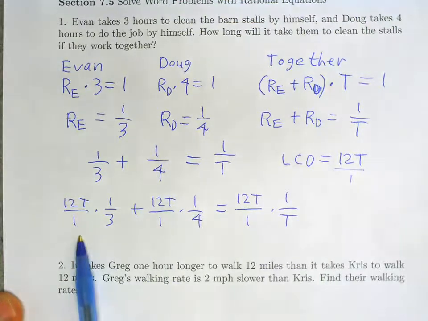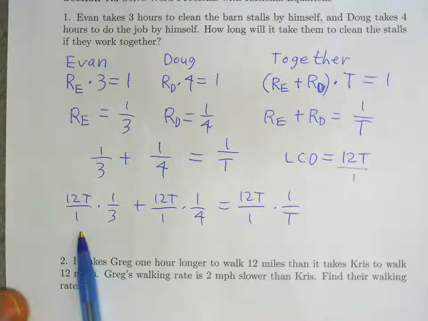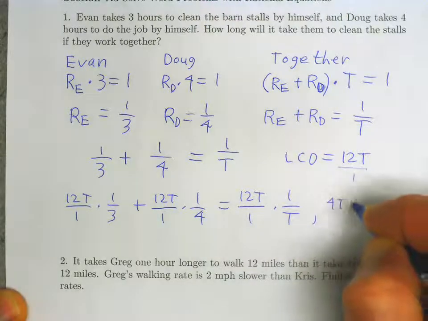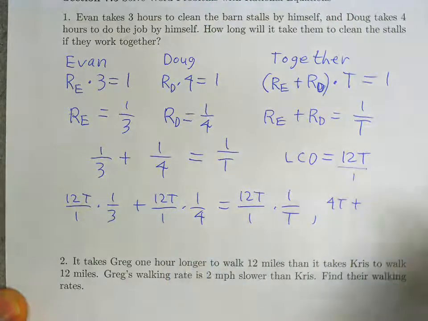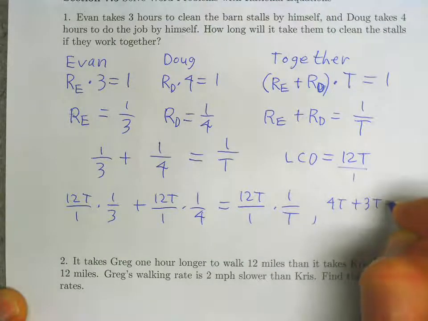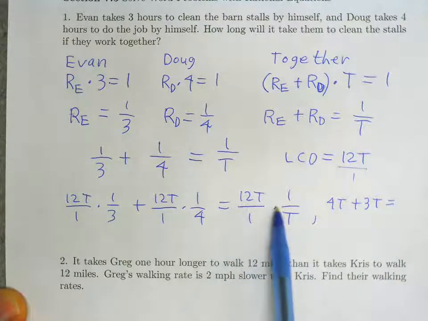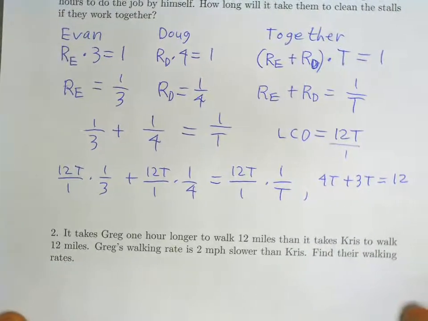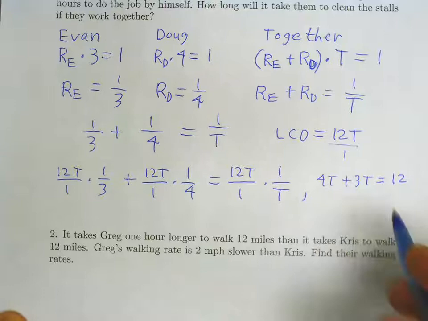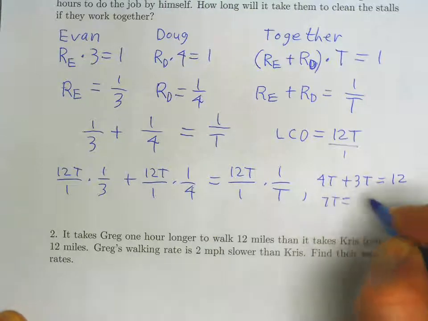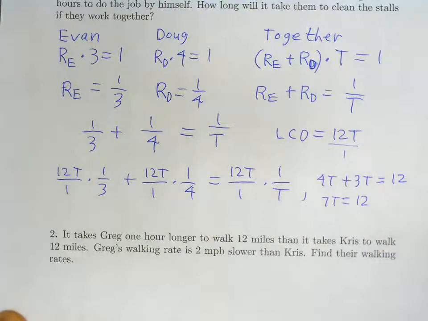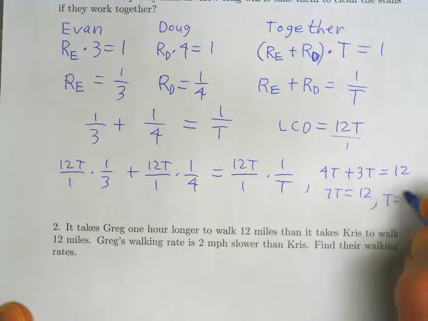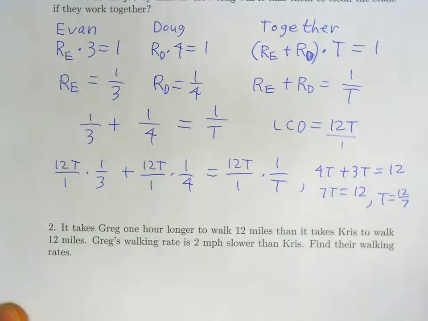And then we just do the arithmetic. 12t divided by 3 is 4t. 12t divided by 4 is 3t. On the right-hand side, 12t divided by t is 12. And then 4t plus 3t is 7t. So 7t equals 12. And then divide both sides by 7. T equals 12/7 hours.